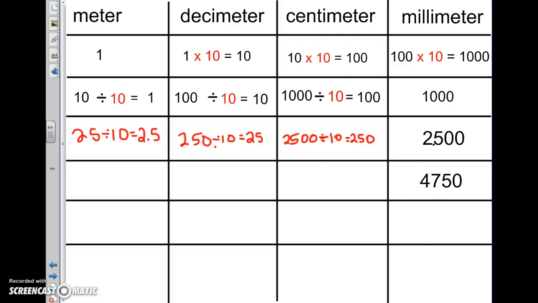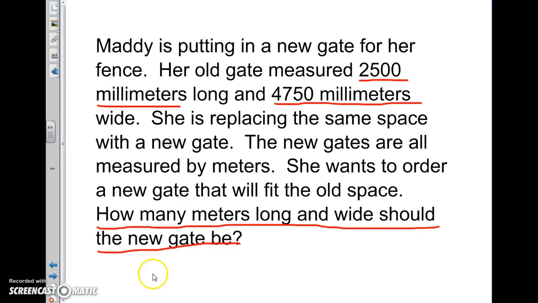So we just take the 4,750 and divide it by 1,000, and that will mean we're going to move the decimal over 3 places, right? 10, 100, 1,000. So that is a little bit faster way to figure out the answer here. We're going to have 4.75 meters.